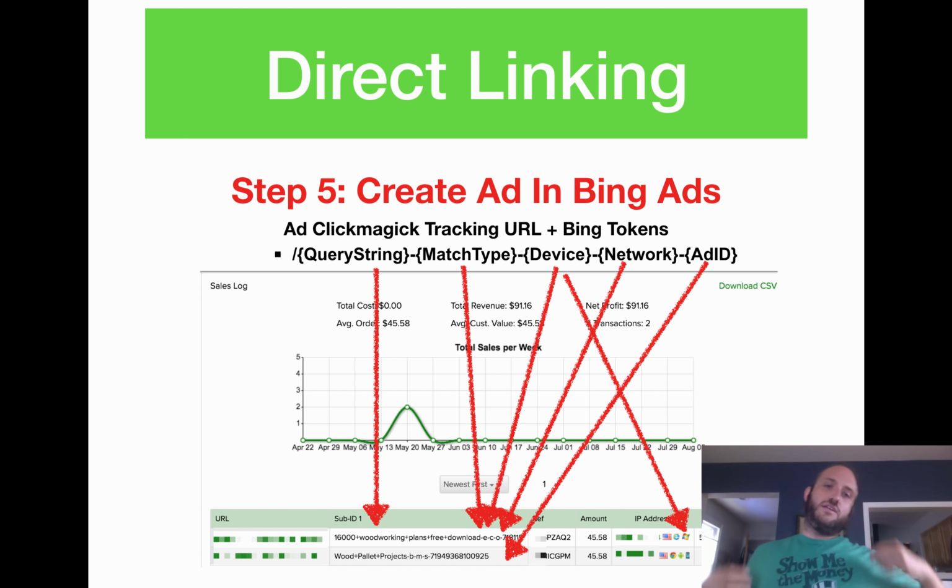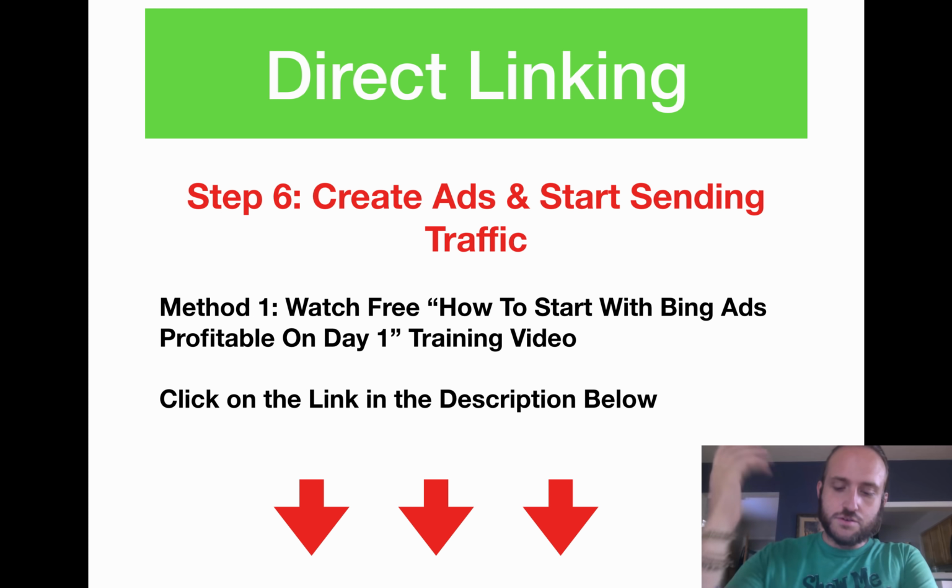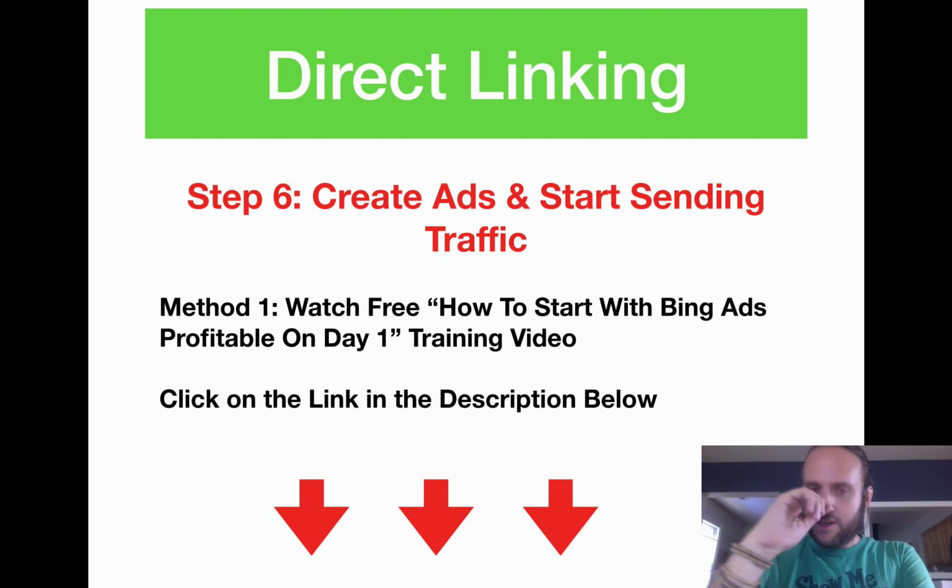Normally, if you weren't trying to do affiliate marketing, all of this stuff would be contained inside of Bing, but since you're doing affiliate marketing, you can't do that. So this is the way to do it. This is the direct linking strategy. So step 6, once you've got all that down, I know it seems complicated, but it's really not. Just try it. You're going to figure it out.